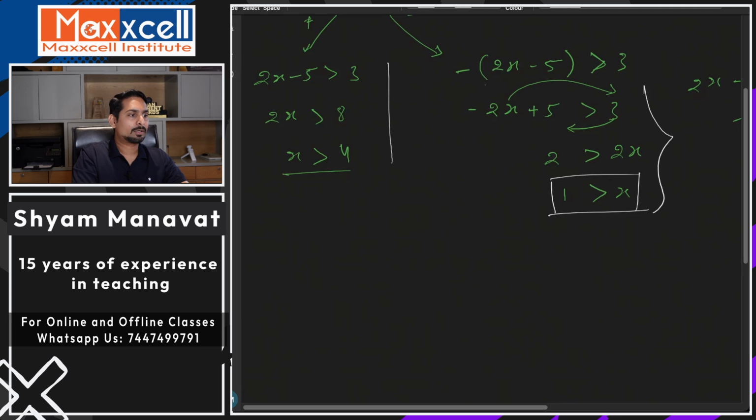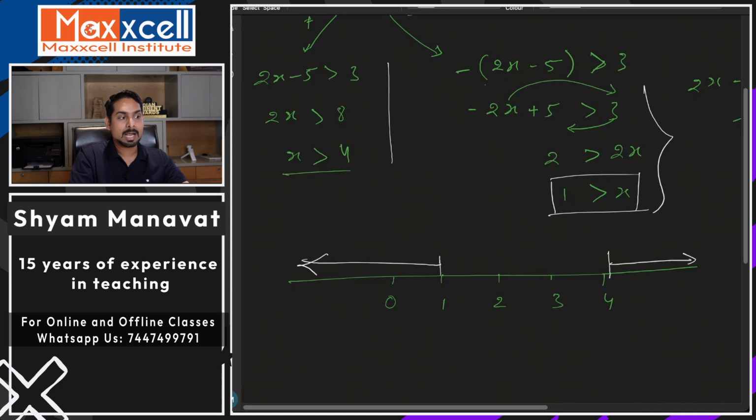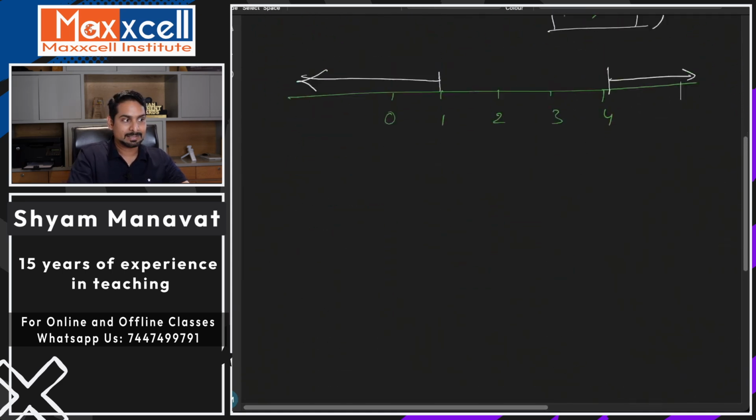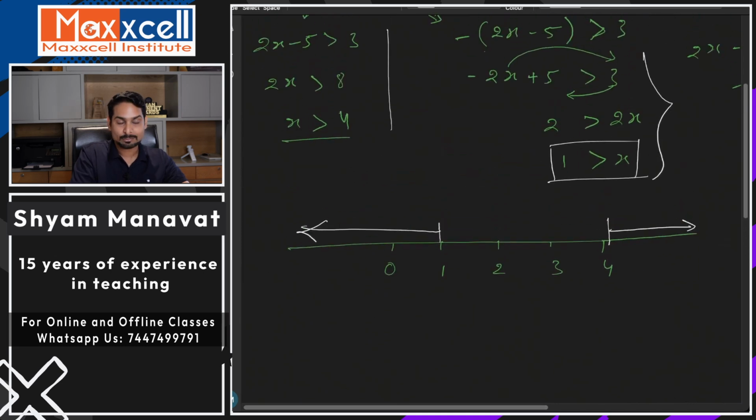Now tell me, on the number line, if I try to plot the conclusion here, what do we have? We have x is less than 1 and x is more than 4, right? And I hope you understand that you won't be able to find any common value of x which satisfies both the conditions. In this case, this case is different from the previous lecture.